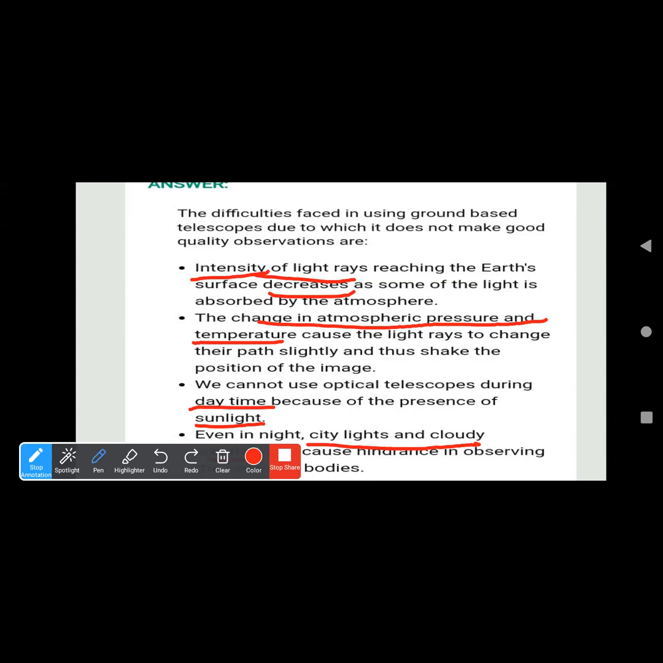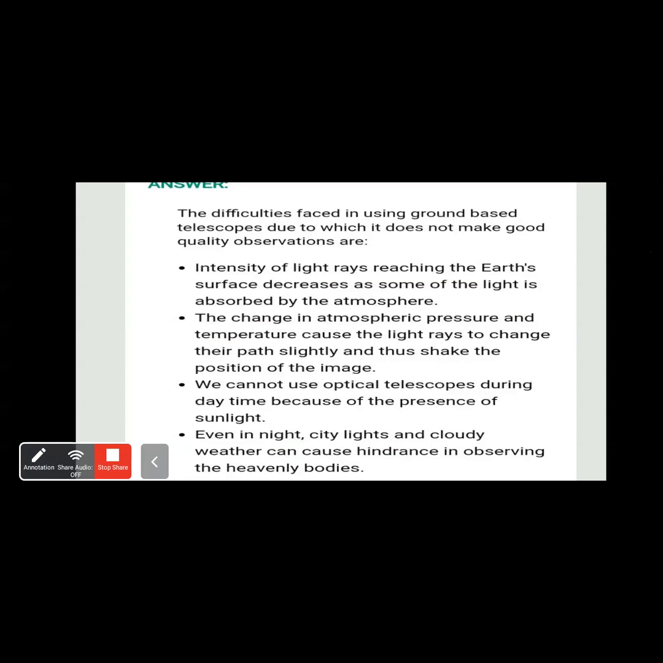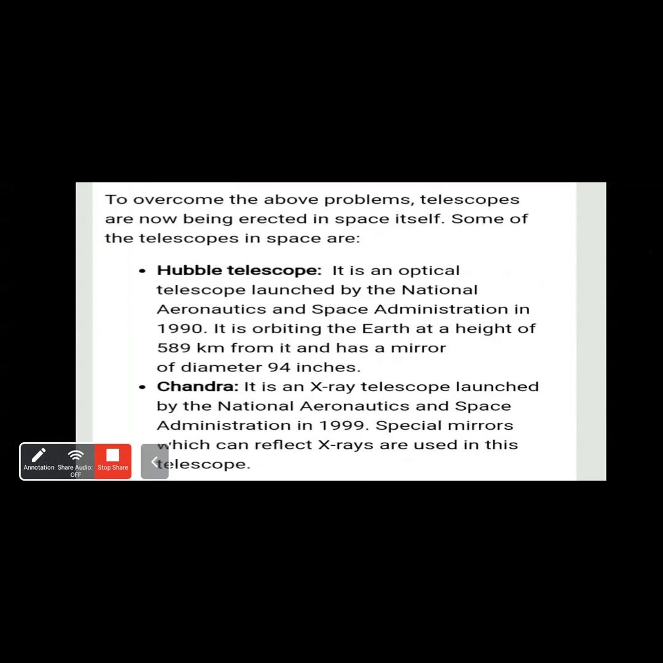Okay, so shall we move on? So these are the difficulties. Now let us see how to overcome these difficulties. To overcome the above problems, telescopes are now being erected in space itself. So in order to solve all these problems, what is the solution? That the telescopes have to be erected in space. We have studied two telescopes which are in space: the Hubble Telescope and the Chandra Telescope.